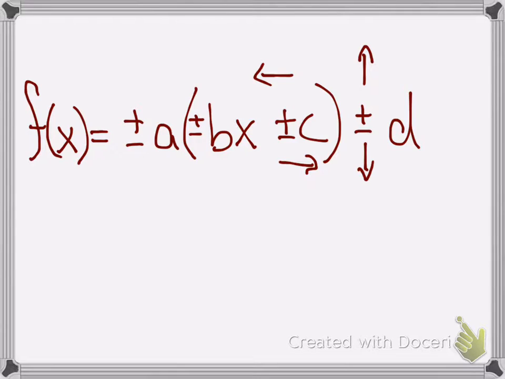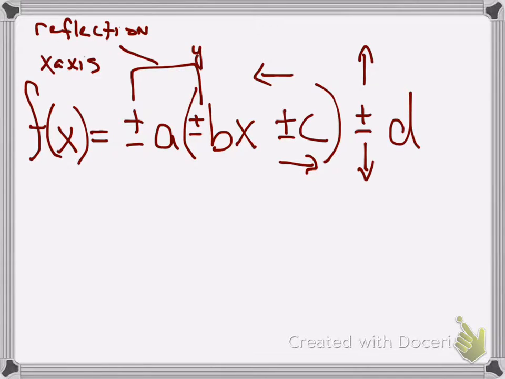The negatives here both mean reflection. The only difference is if it's the A one, it's over the x-axis. If it's the B one, it's over the y-axis. So how does it flip? Does it flip up and down, or does it flip around like a twist?